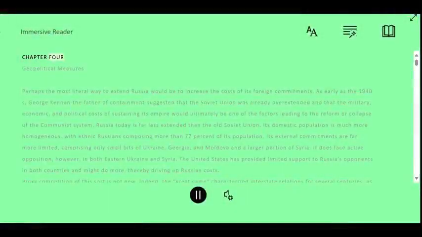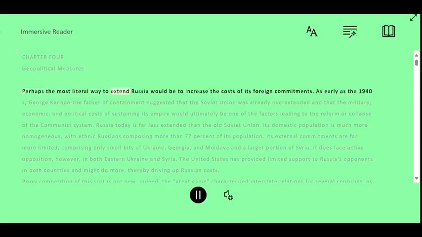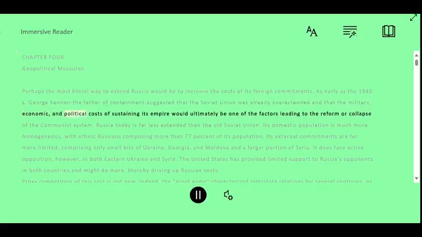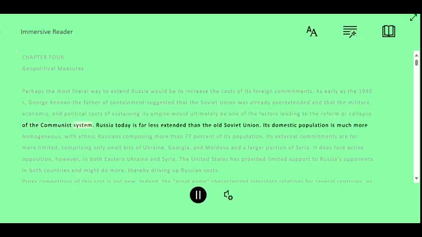Chapter 4. Geopolitical Measures. Perhaps the most literal way to extend Russia would be to increase the costs of its foreign commitments. As early as the 1940s, George Kennan, the father of containment, suggested that the Soviet Union was already overextended and that the military, economic, and political costs of sustaining its empire would ultimately be one of the factors leading to the reform or collapse of the communist system.